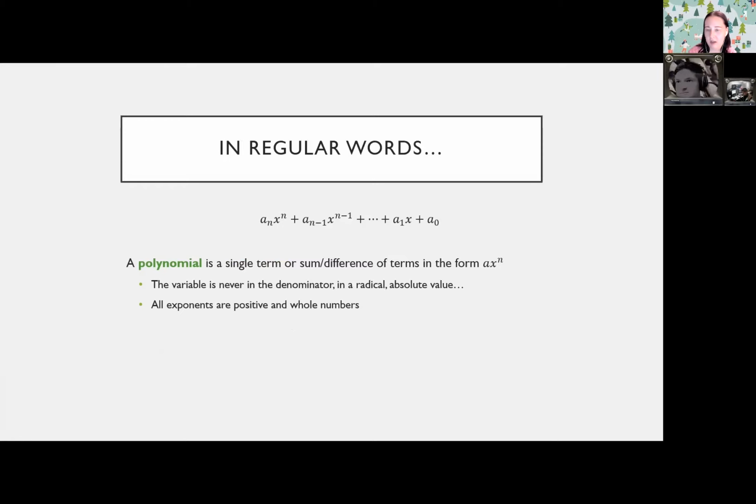It's never inside a radical, so it's never inside a square root or cubed root or anything like that. Your variables cannot be in those things. Your variables cannot be in absolute values. So basically, it's very specific. Your variable is just outside. It may have an exponent, and those exponents on the variable must be positive, and they must be whole numbers. So that's what makes something be considered a polynomial.